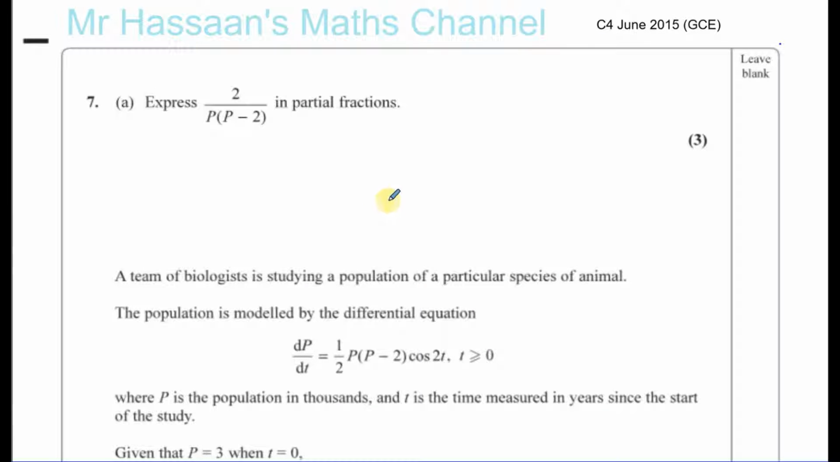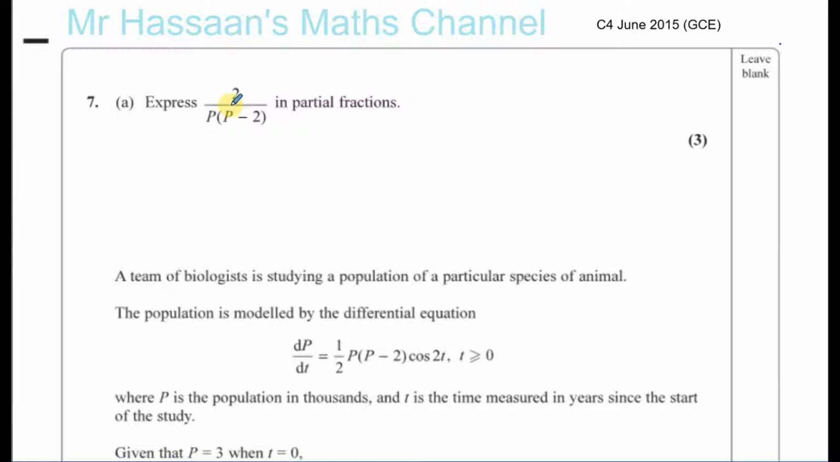Question number 7 from C4 June 2015 GCE paper. 7 part A: express 2 over P times P minus 2 in partial fractions.